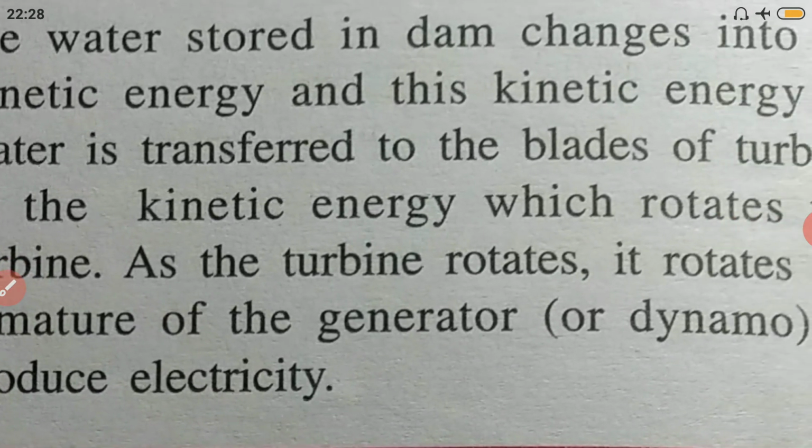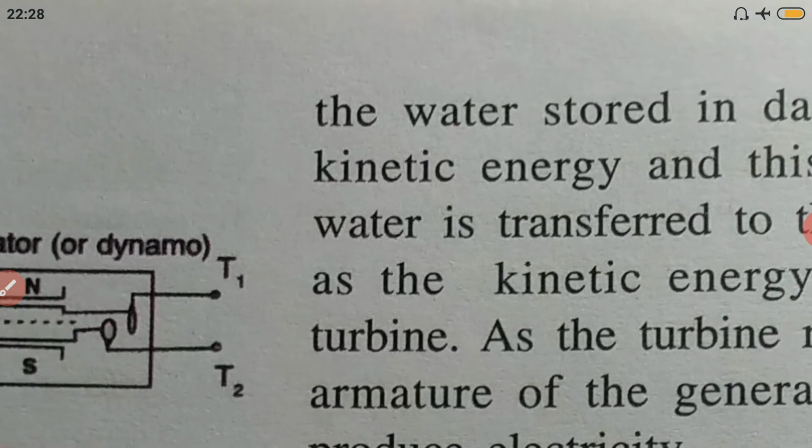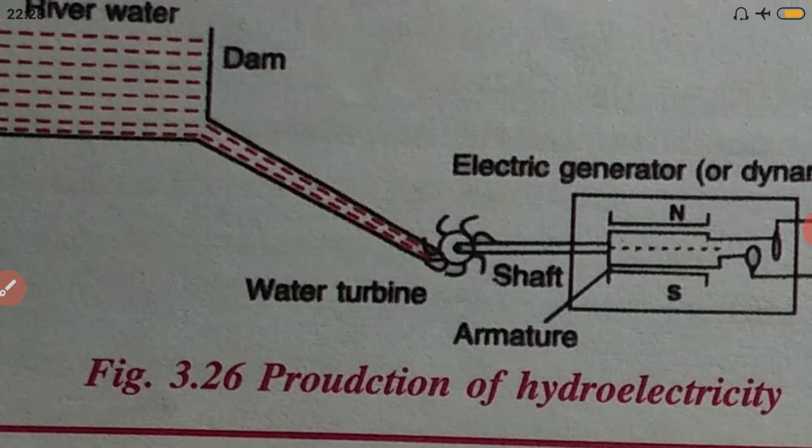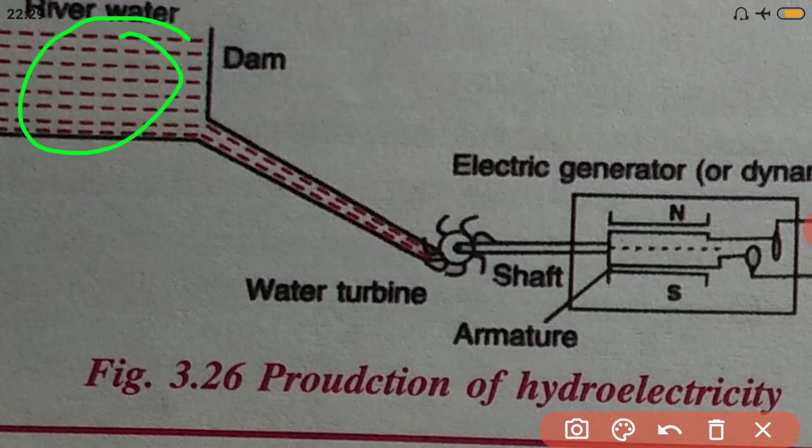Now what is a dynamo, what is a generator, that you have to study in class 10, right? So let me explain here with the help of a diagram. What happens here is, you can see this river water is stored in a dam. Which energy will it have? It will have potential energy, right? And when it is flowing down, this potential energy will change into kinetic energy, right?